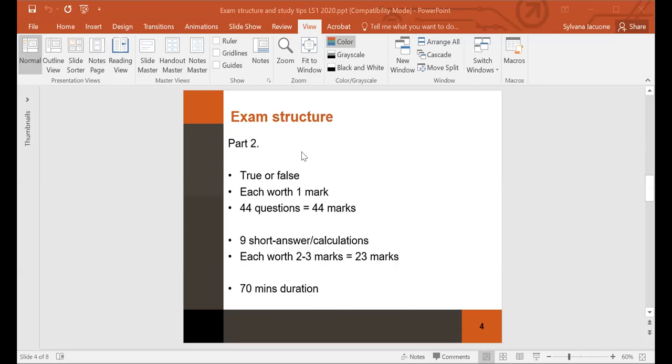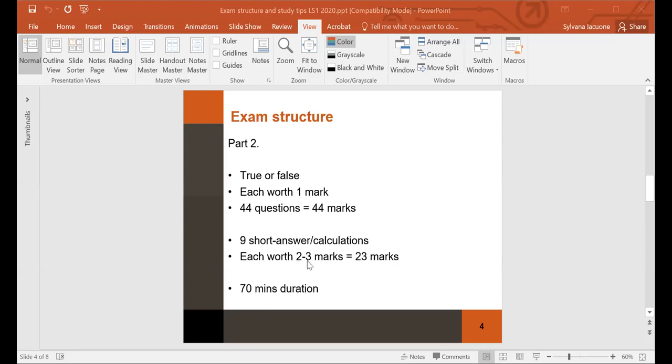All right, part two of the exam consists of both true or false questions and short answer calculations. So true or false, each worth 1 mark. There are 44 questions in total. So that's that section. The next section within part two is 9 short answer questions or calculations. Each of these questions is worth either 2 or 3 marks. Actually, I can be a bit more specific. The calculations are worth 2 marks each.